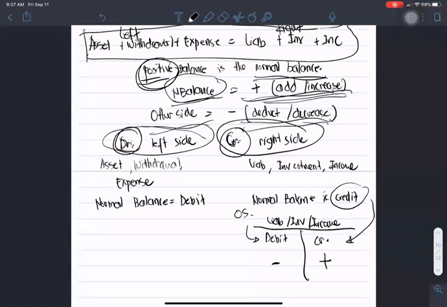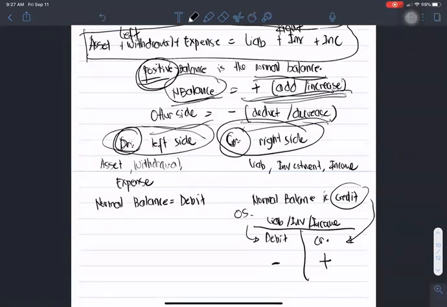Paano naman pagka other side, debit? Pag normal balance, tandaan, you need to add or increase it. Other side, you need to deduct or decrease it. So, ang normal balance ng liability, investment, or income is credit. Pag mag-a-add ka ng liability, investment, income, credit. Pag magbabawas ka ng liability, investment, income, debit.